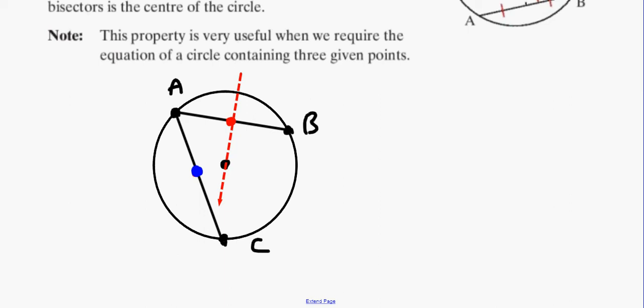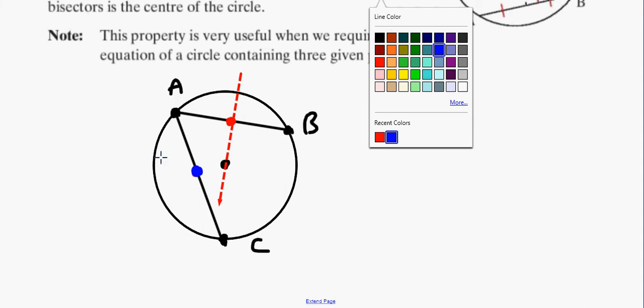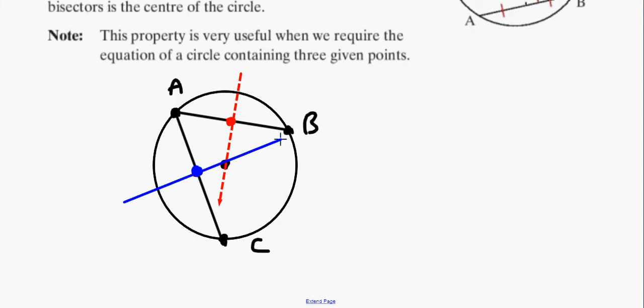And what do you expect to happen there? What should happen? The blue line and the red line intersect at the centre of the circle. Does that make sense? Blue line and red line intersect at the centre of the circle. So here's what we're going to do now.